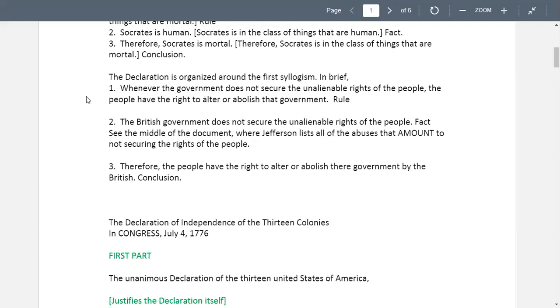But this is basically saying the same thing I just said. The government, whatever government is, the Declaration begins with the famous lines: we hold these truths to be self-evident, that all men are created equal and endowed by their creator with the rights to life, liberty, and the pursuit of happiness, right?